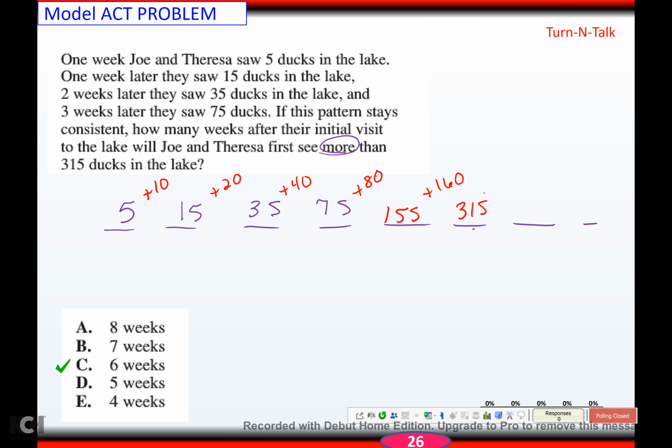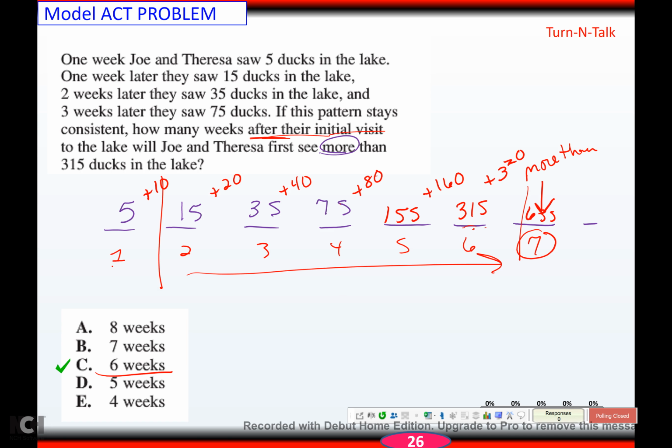I'm not there yet, okay, because this would be the week that we saw exactly 315. So this is the week that we will see more than 315. Exactly, you would double 160 and add 320, which would give me 635. Now, this was your first week, second week, third week, fourth week, fifth week, sixth week, seventh week. So why is the answer 6? Because of the wording. It says how many weeks after their initial visit. Well, that's the 7th week, but that's 6 weeks after their initial visit. So you got to be careful with the words.